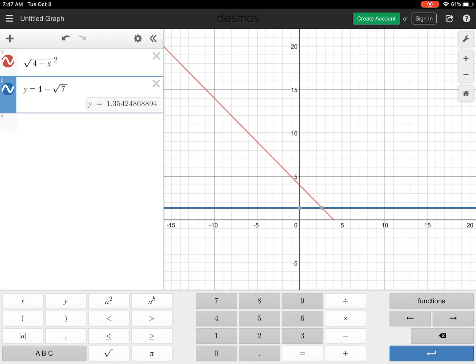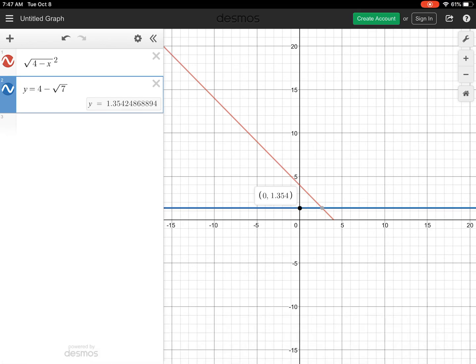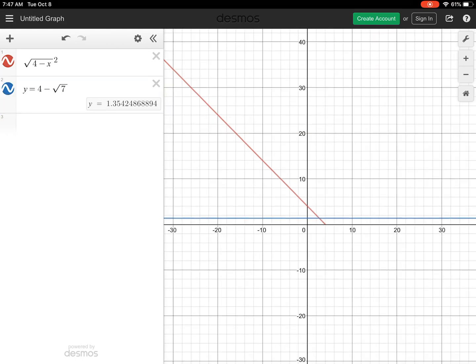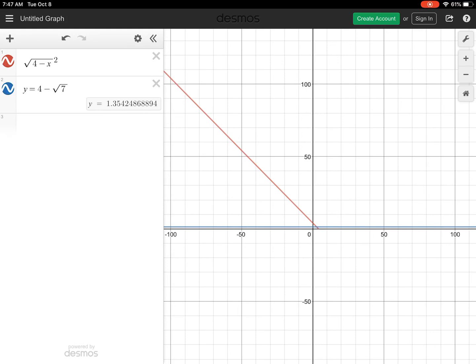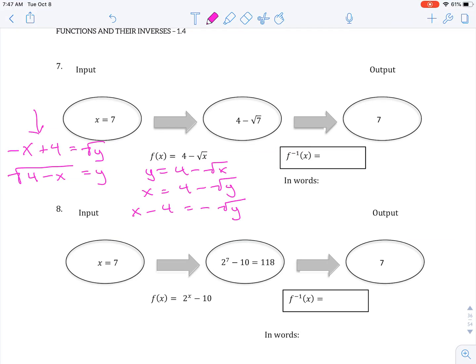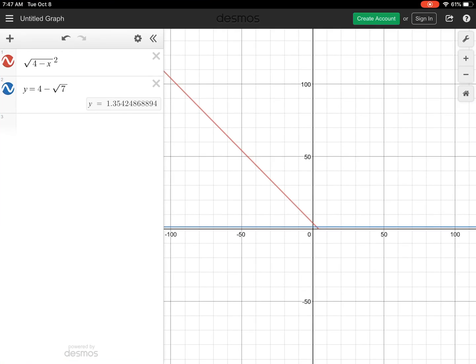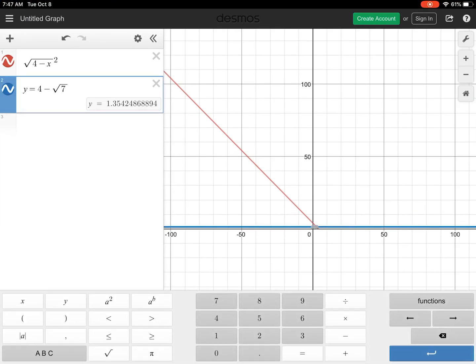So we can see that this is going to reflect over the line of y is equal to x. It does closely, let's see. What happened there? 4 minus the square root of x. Oh, that I put in 7. Oops, sorry.